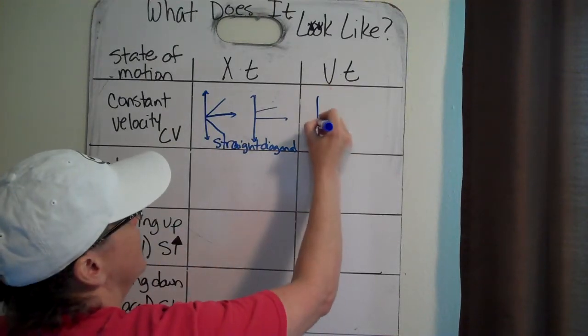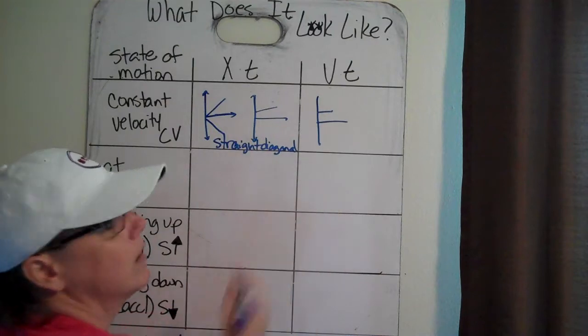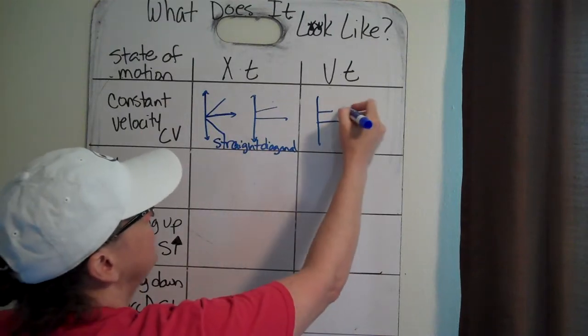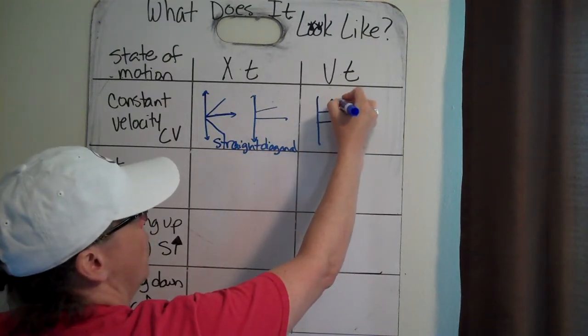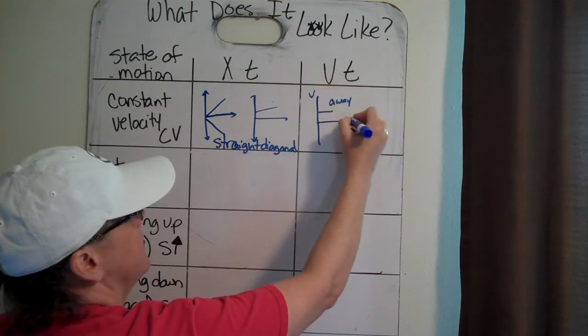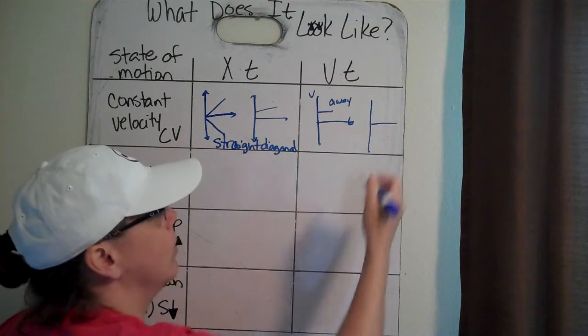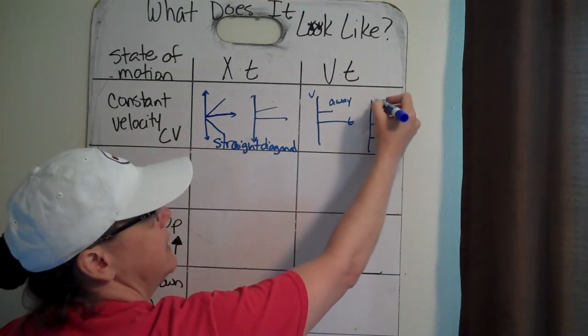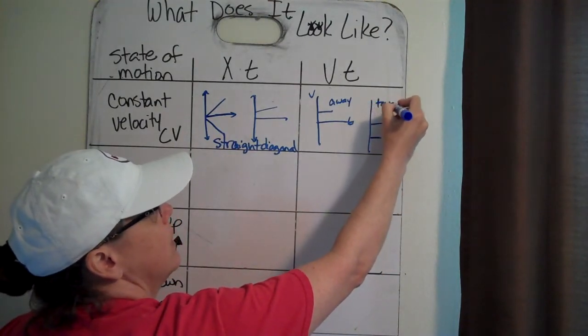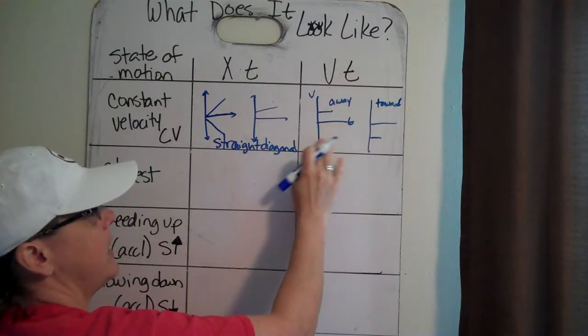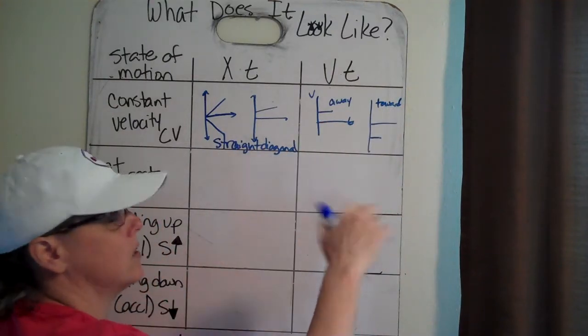On a velocity time graph, when we look at what constant velocity looks like, we know that we have a straight horizontal line. And so this one would be going away. This is a velocity time graph. And if we wanted to draw one where it's coming toward, it would be in the lower quadrant down here. So this one is toward. But what we know is that it is a straight horizontal line.